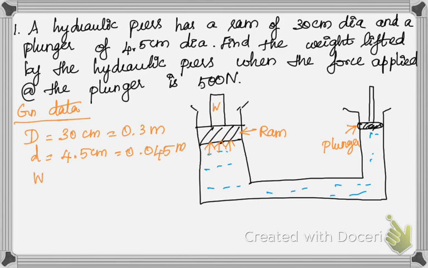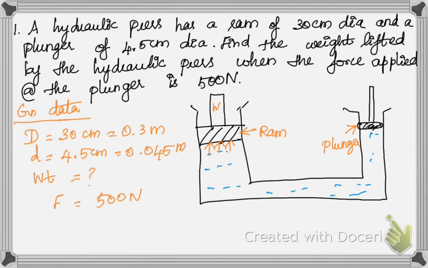So they have asked to determine the weight that has been lifted by the plunger, and we are going to apply a force on the plunger of 500 Newton. So the force on the plunger, I am keeping it as capital F, which is equal to 500 Newton. So this is what is given in the problem. You can see the diagram on the right hand side. Something like that, the setup is called a hydraulic press. When we apply some force on the plunger, the weight that is kept on the ram gets lifted.